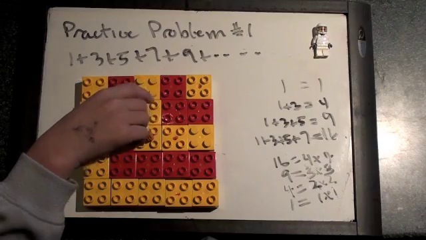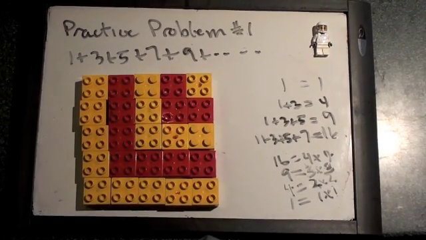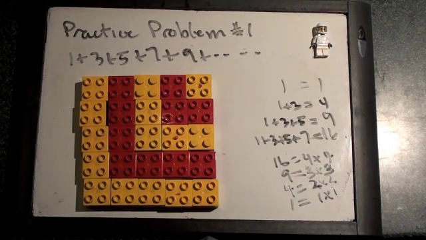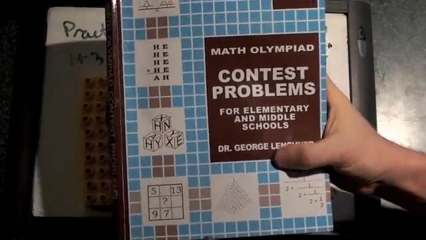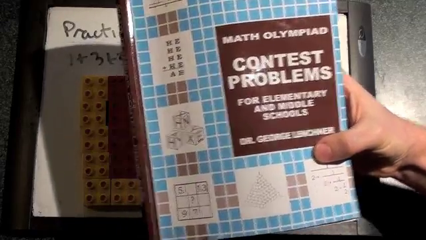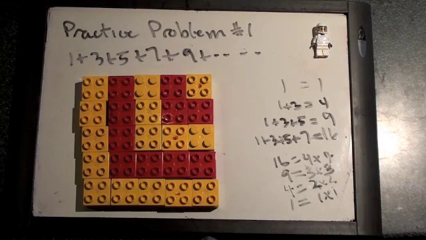Okay, very good. And whoops, almost forgot. The homework problem out of the Math Olympiad Contest Problems book that you can buy off of artofproblemsolving.com is Olympiad 23, problem number 2.